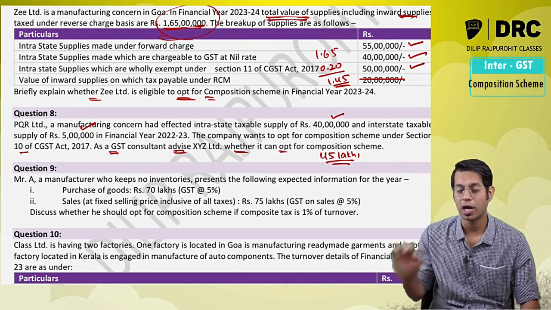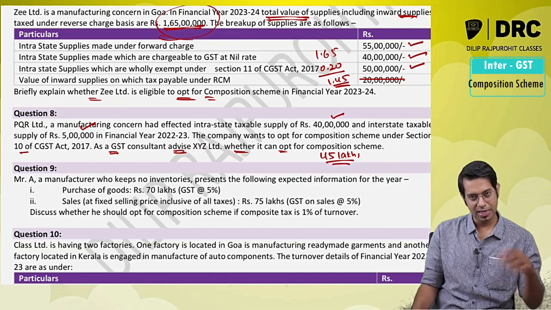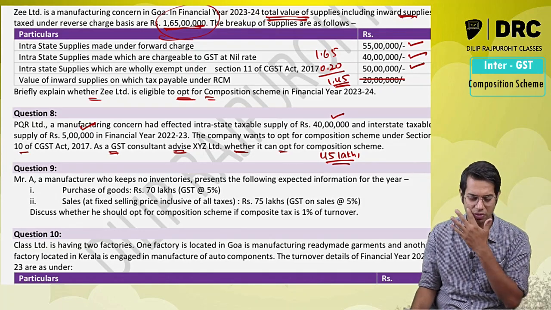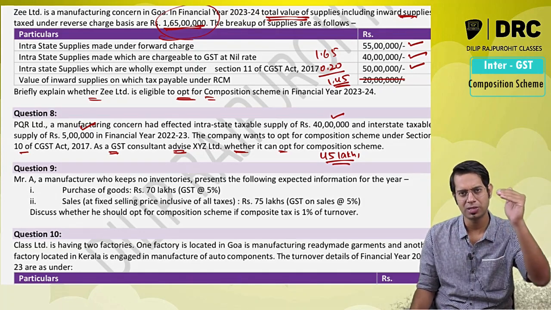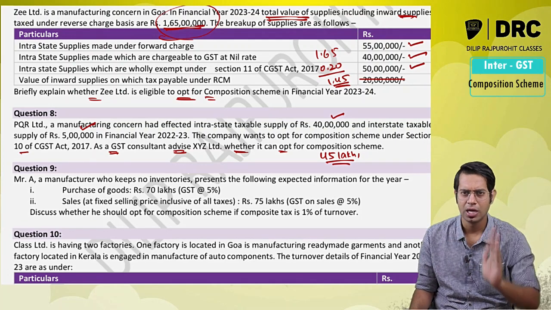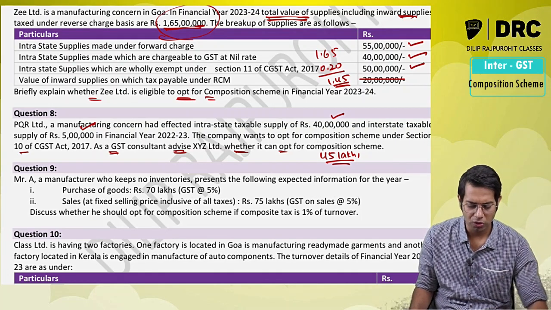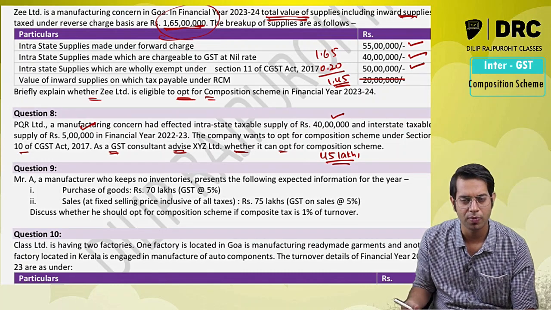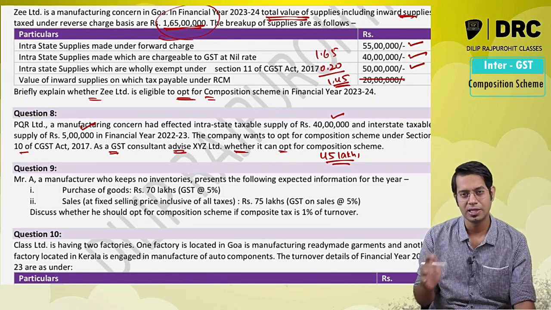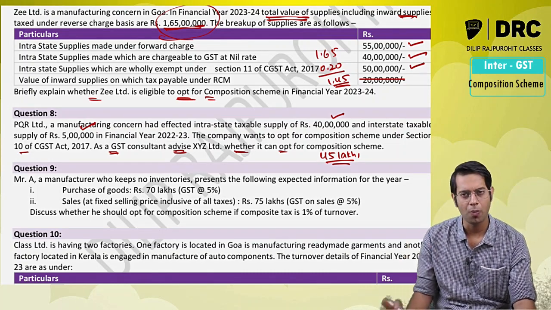However, they have asked us to advise. What advice should we give? Yes, in the present case, we should first write the provisions of section 10 subsection 1, telling that as per section 10 subsection 1, if your aggregate turnover is not more than 1.5 crores, you can become a composition dealer. In the present case, since the aggregate turnover of PQR Limited is not exceeding 1.5 crores, it can opt for composition scheme.